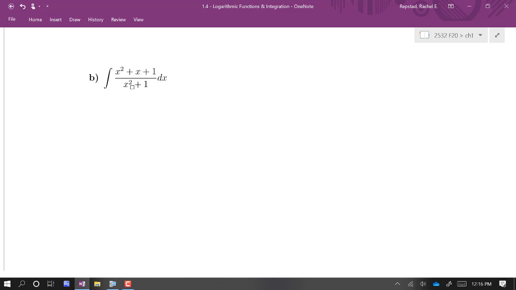But let's just note that this is sort of an improper fraction of polynomials, because the degree on top is equal to the degree on the bottom. If the degree of a polynomial on top is greater than or equal to the degree on the bottom, we can do some division. And so that's what we're going to do first to rewrite this. I'm going to take my x squared plus x plus 1 and divide it by x squared plus 1.